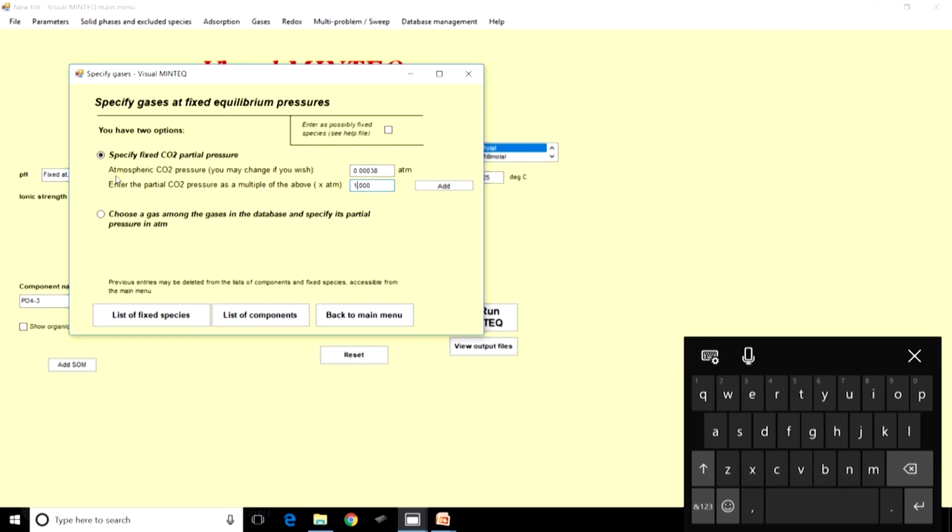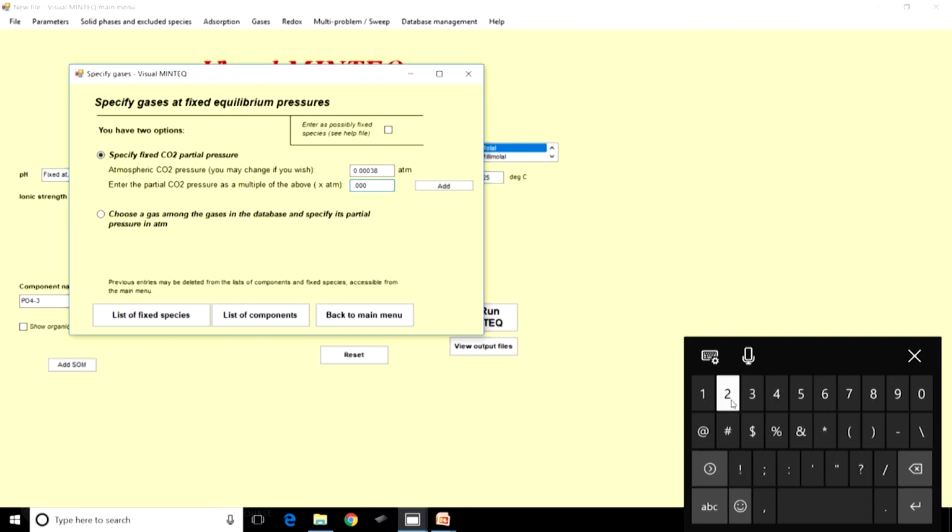What is this tab here? So it says specify the fixed CO2 partial pressure, and atmospheric CO2 pressure is given, which I am going to say is constant, but in my case I am going to say the partial pressure is 2 times what I would expect in the atmosphere. So that is what we see here. Enter the partial pressure of CO2 as a multiple of X above. So I am going to say it is going to be equal to twice of what I would expect, or let us go with thrice of what I would expect in my atmosphere. This is a hypothetical example I am looking at. So I am going to click add and back to main menu.